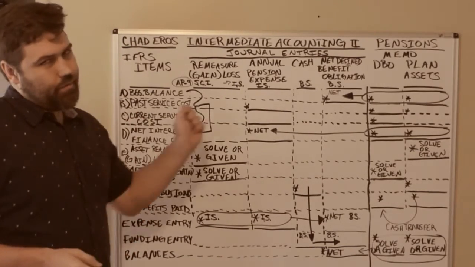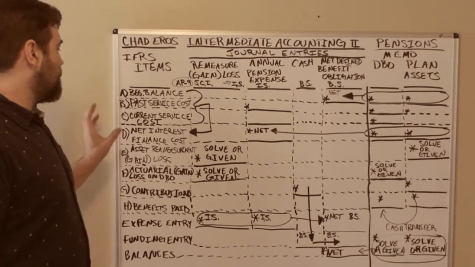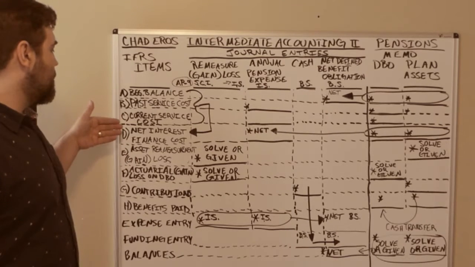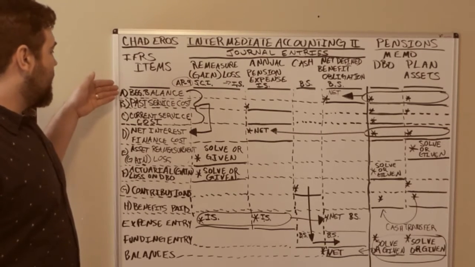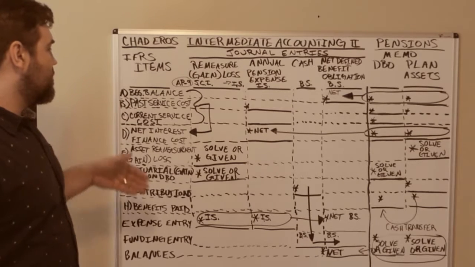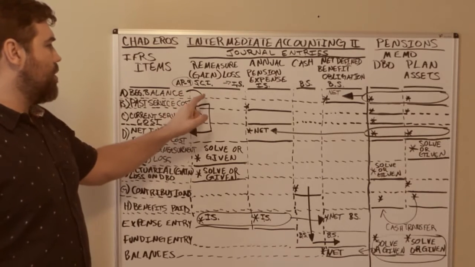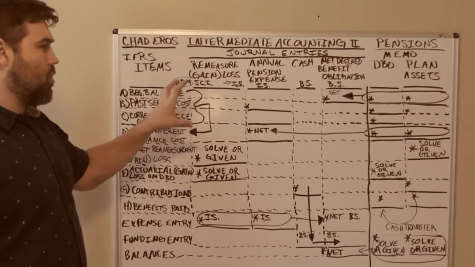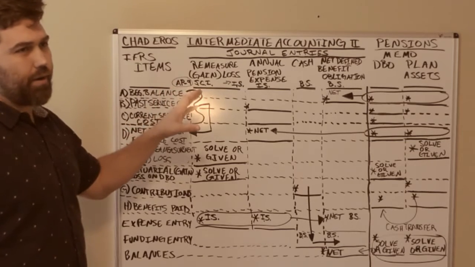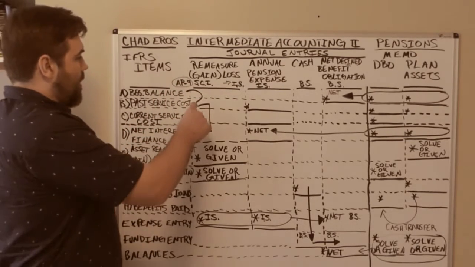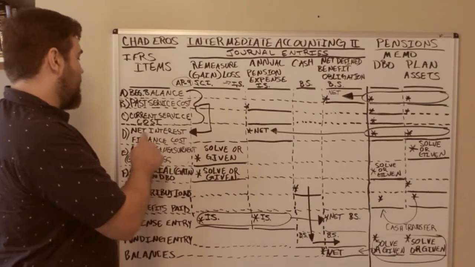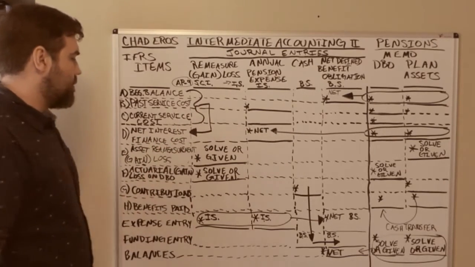So yeah, I just put dotted lines here. Okay, so let's move on. We talked about beginning balance, past service costs, and current service costs. Now you'll notice here that I put one of these curly things, I don't know what they are, but I use them all the time. And I drew an arrow to our net interest or finance cost.